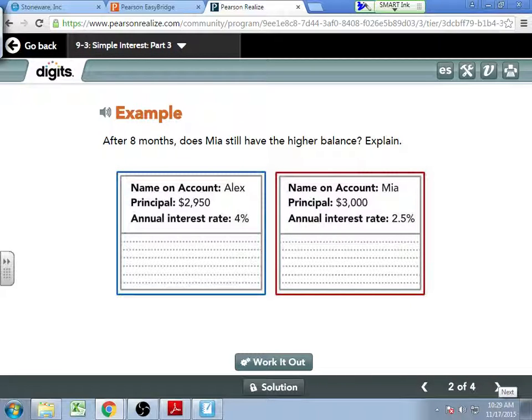So, Alex and Mia. This got nice and awkward in my afternoon class because I have both Alex and Mia in the same class. So they were competing on who has more money. I want you guys to figure out what interest they both earn and then what their final balance will be. How much interest will they earn and what does that make their balance?